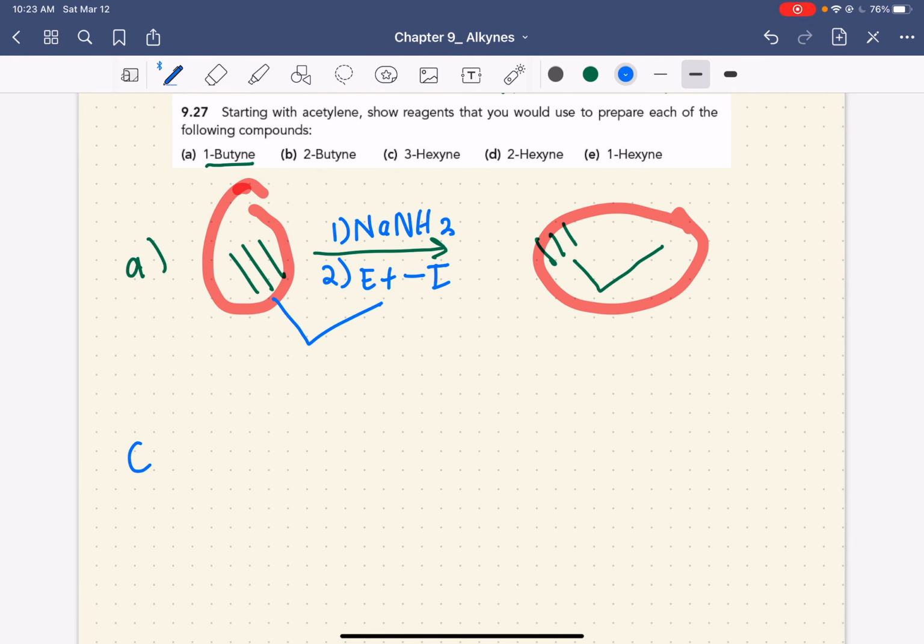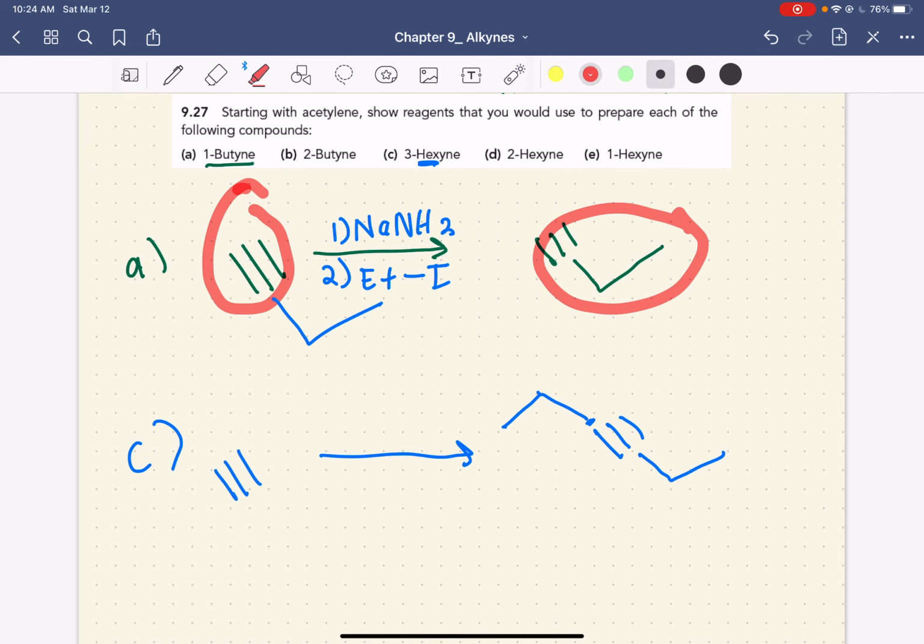Fantastic. Let's do C now. C says here, again, we're starting with acetylene, but we want to convert it into 3-hexyne. What is that going to look like? Well, 6 total carbons because of the hex, but at the third position you have your triple bond. So 1, 2, 3, here we're going to have a triple bond. 4, 5, 6. This has 6 total carbons where at the 3 position you start your triple bond.